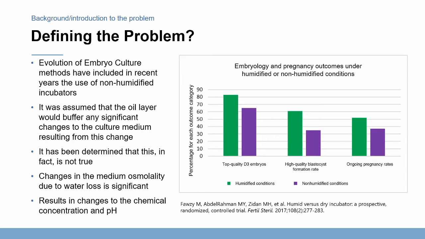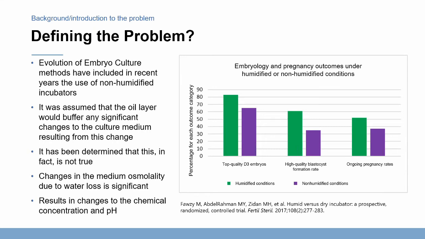And when water gets lost from the drops, what happens is the total concentration of solutes in this media changes and it increases. That increases the osmolality of the extracellular medium, and that results in water loss from the cell to compensate and try to reach an equilibrium state between the cell and the extracellular medium. And what that can do is not only change the chemical concentration of the media itself as well as the pH, but it also will change the intracellular components of the embryo also.